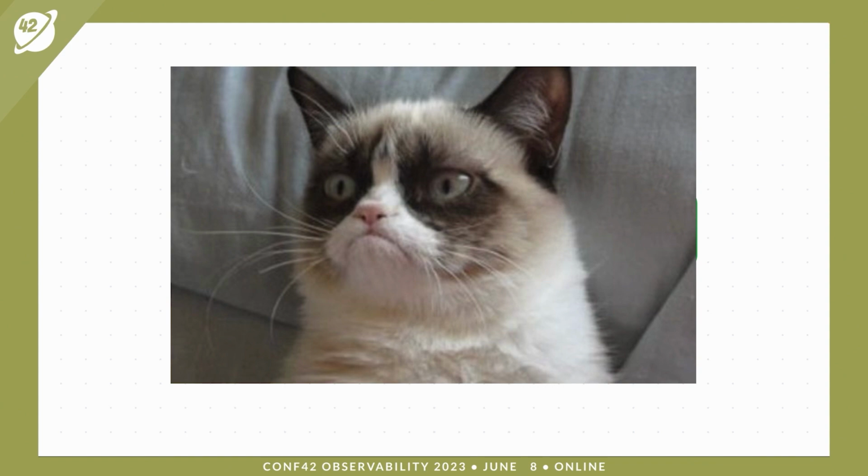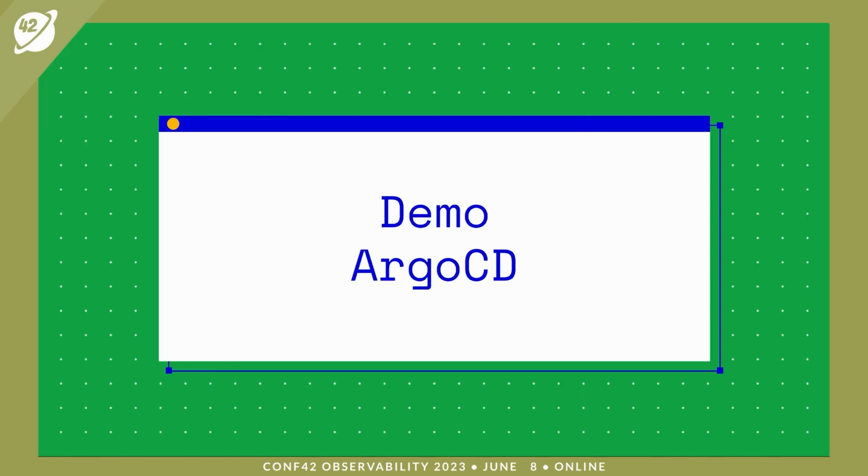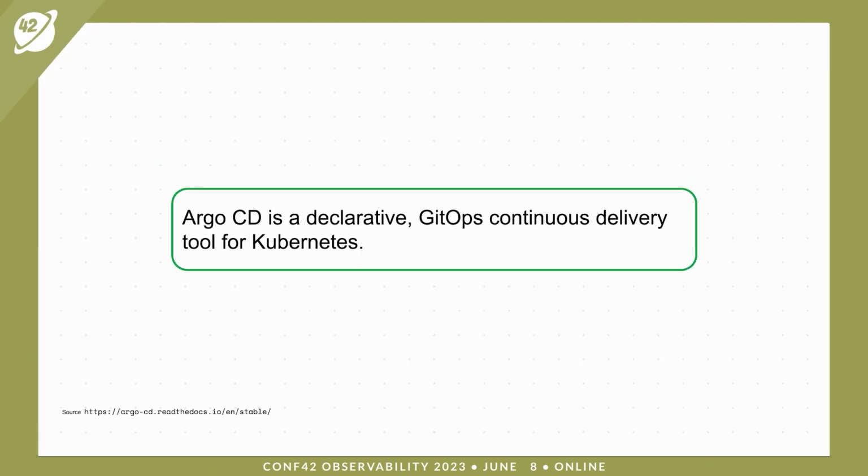So the demo. There is no "show me the code"; that's what developers say. There are a lot of tools applying the GitOps paradigm, like FluxCD, Werf, Harness, Jenkins, CodeFresh, which actually uses Argo CD, and Wave. In particular, I'm going to do the demo in Argo CD. Argo CD is a declarative GitOps continuous delivery tool for Kubernetes. Remember, it's another control plane running on Kubernetes.